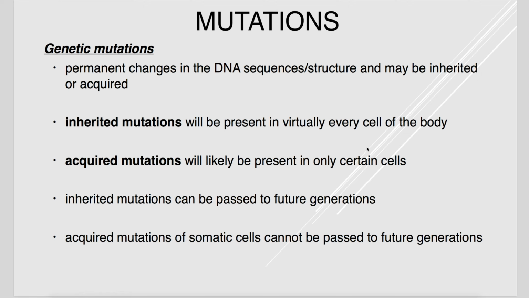Acquired mutations are only present in certain cells. The classic example is if you have skin cancer, like a melanoma. These are acquired mutations. You can't pass your skin cancer down to the next generation. But if there is a mutation in the germline that you've inherited, you can pass that on to further generations.